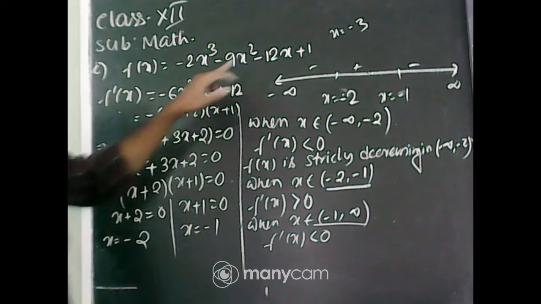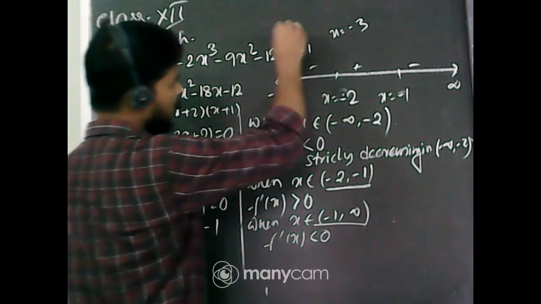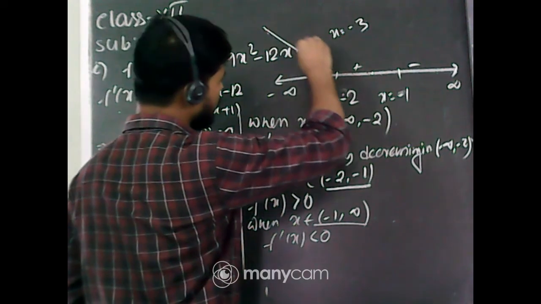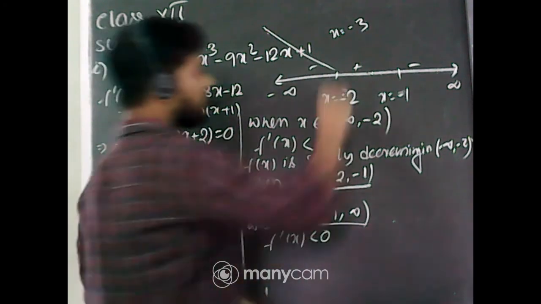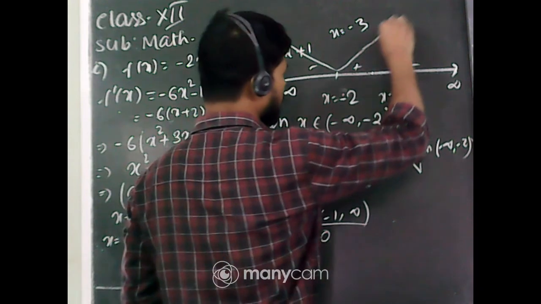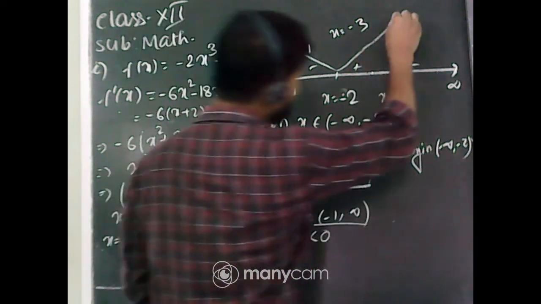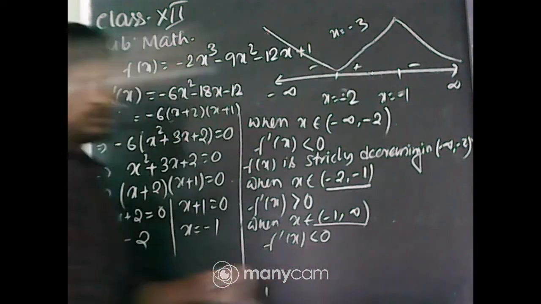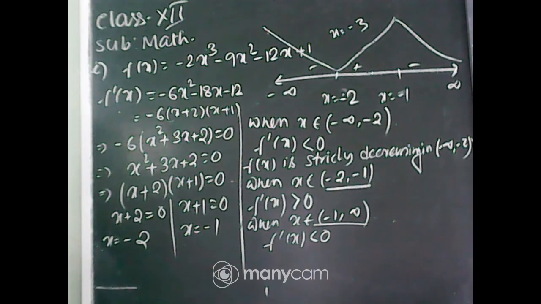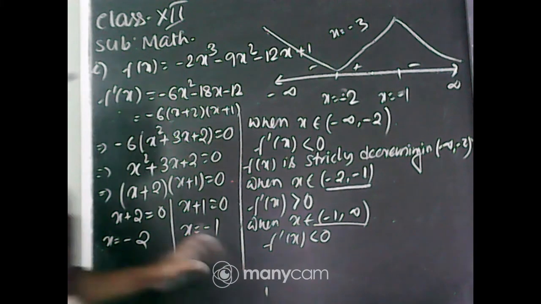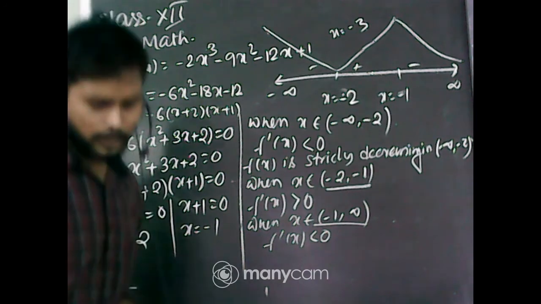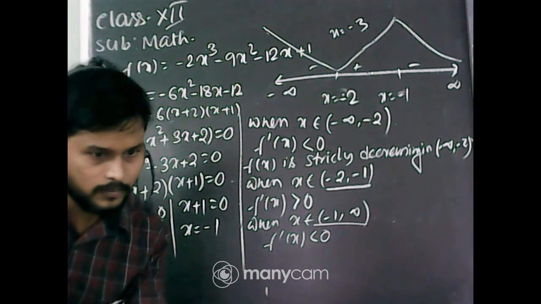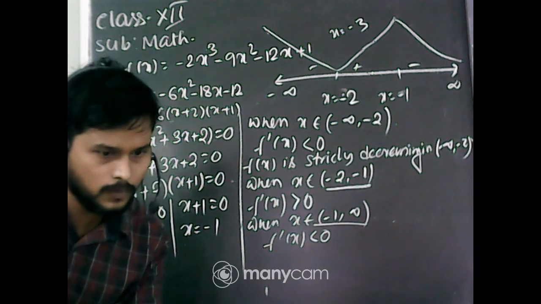Okay, so the function is decreasing in the interval minus infinity to minus 2, and then it is increasing in minus 2 to minus 1, and then again it is decreasing from minus 1 to plus infinity. Okay, and hence the problem is solved. Now tell me, have you any problem? I hope you understood.